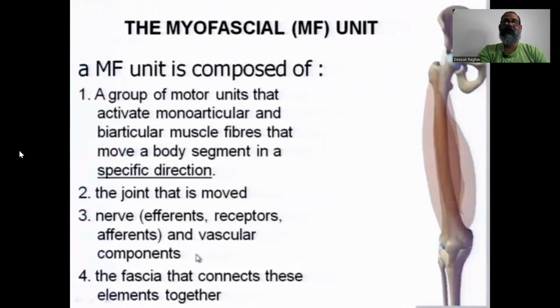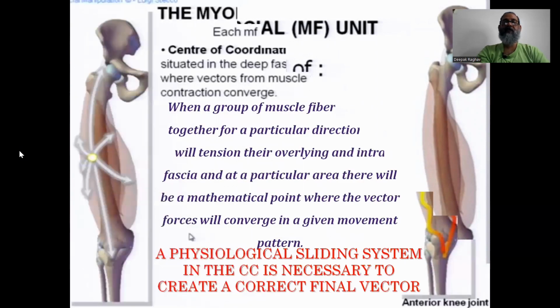Now come to the myofascial unit. A myofascial unit is composed of a group of motor units that activate monoarticular and biarticular muscle fibers that move a body segment in a specific direction. Second, a joint that is moved. Third, nerve afferent receptors and vascular components. Fourth, fascia that connects these elements together. All are composed of the myofascial unit.